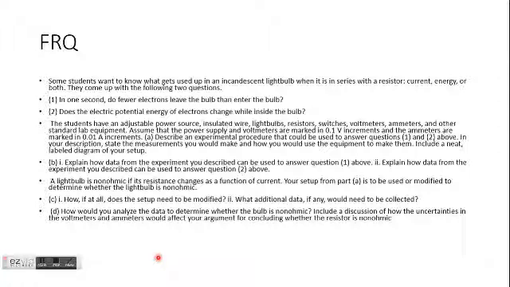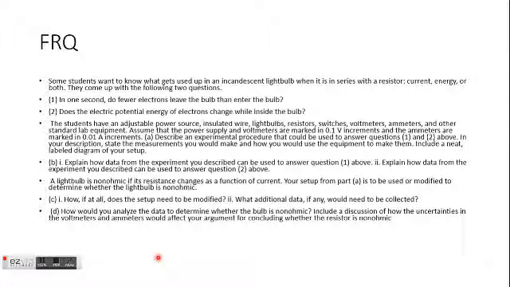So do fewer electrons leave the bulb than enter the bulb? Does the electric potential energy of electrons change while inside the bulb? So that'd be voltage. Electric potential energy is voltage. That's all the stuff they have.